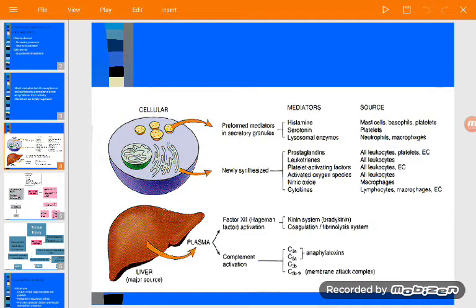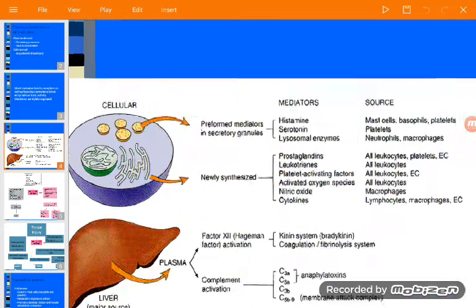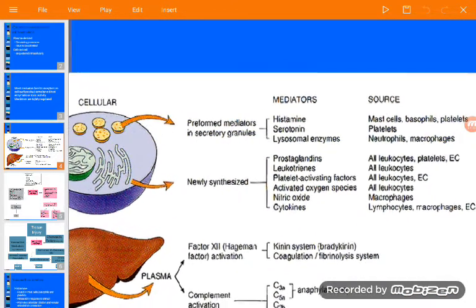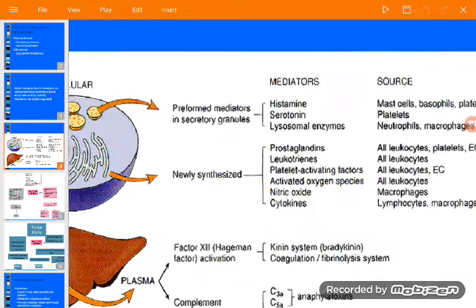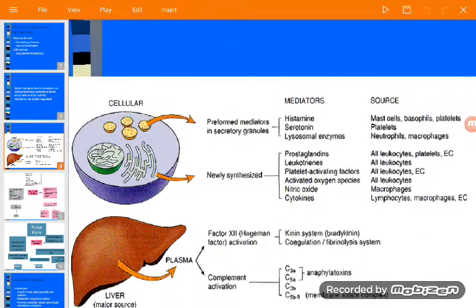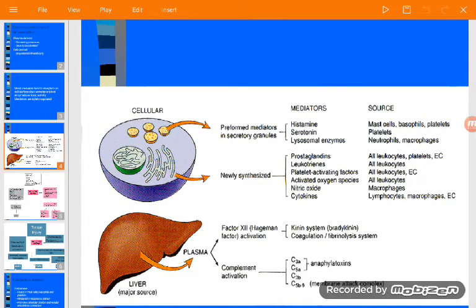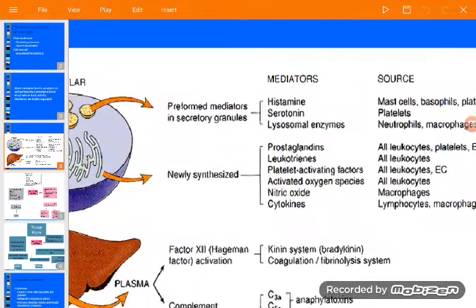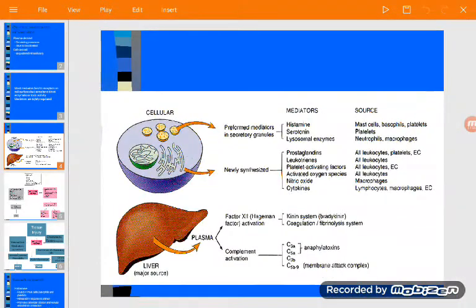These are examples of acute inflammation mediators. Mediators of cellular origin, like histamine, serotonin, and lysosomal enzymes, are preformed. There are also cellular mediators that are newly synthesized when there is an inflammatory process, like prostaglandin, leukotriene, platelet activating factor, and so on. All these mediators have effects on blood vessels and cellular components.